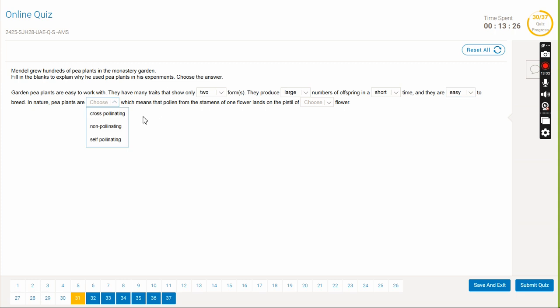In nature, pea plants are self-pollinating. Now you'll see in the ebook as well that Mendel made some changes in the pea plants so they can crossbreed. So please read that and tell me if you need an explanation of the ebook, and always book a call. Self-pollinating means that pollen from the stamens of one flower lands on the pistil of the same flower.